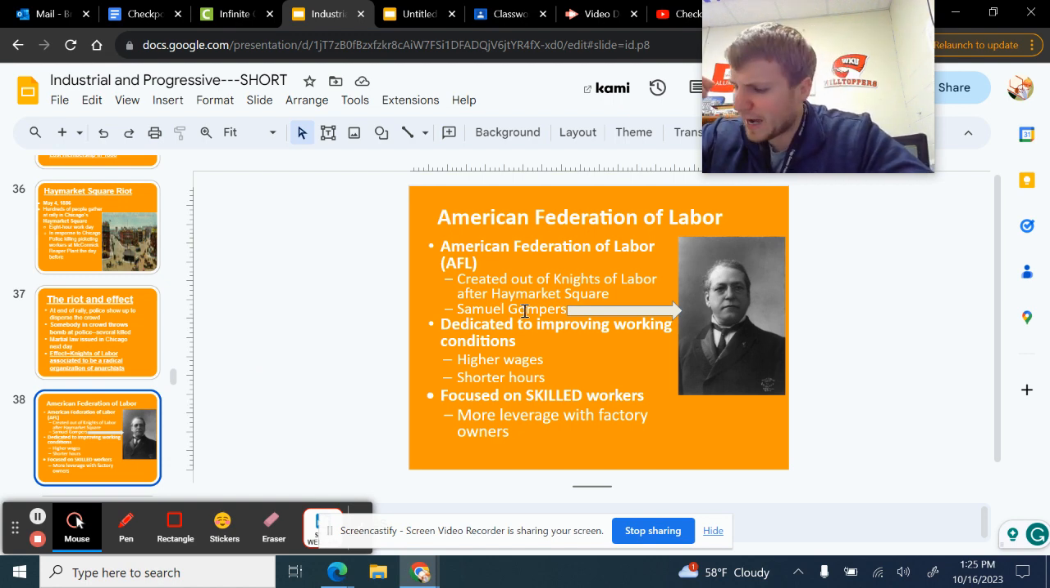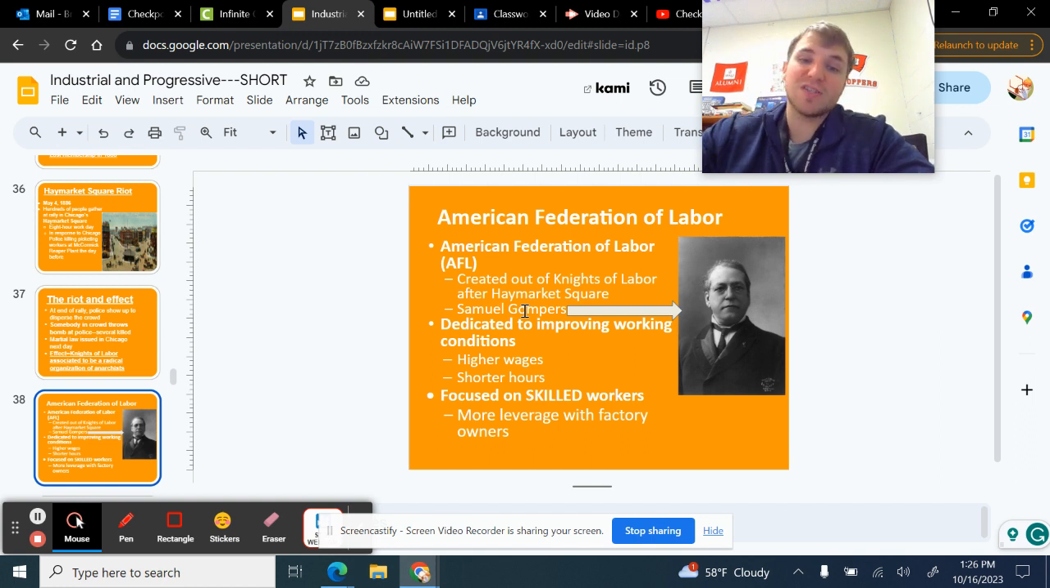But it is created out of the Knights of Labor after the Haymarket Square riot. So a lot of the people who left the Knights of Labor joined the AFL. And the AFL, led by Samuel Gompers, who was the creator, was determined on two things. They wanted higher wages and shorter hours. Pretty simple. No huge overarching goals there, but still good, definite goals. That's what the AFL was pushing for. Better work conditions, higher wages, and not having to work as long.